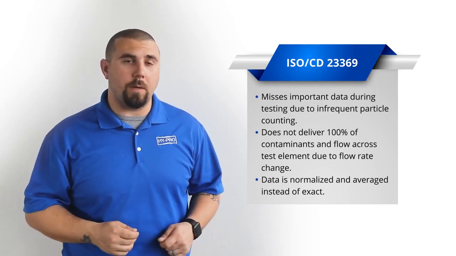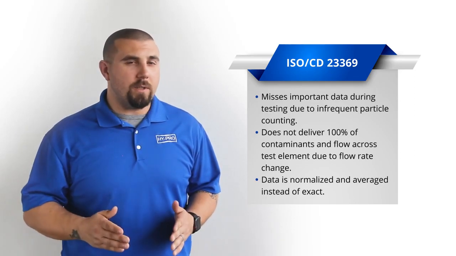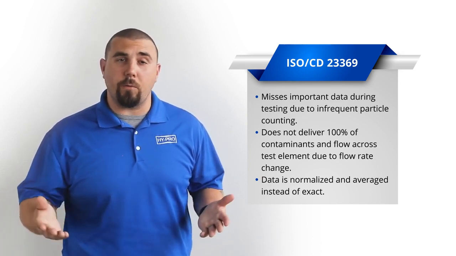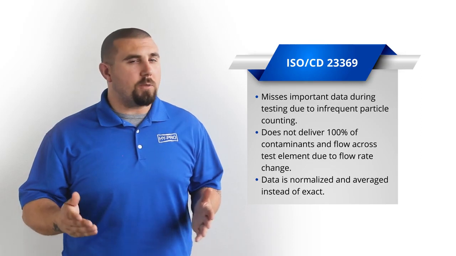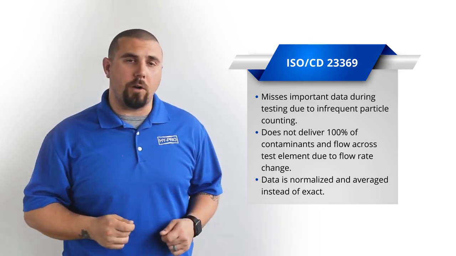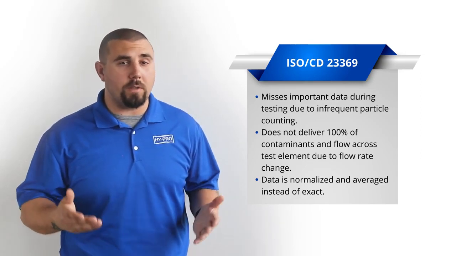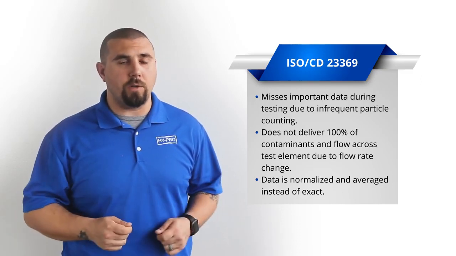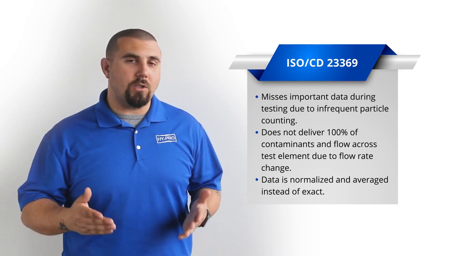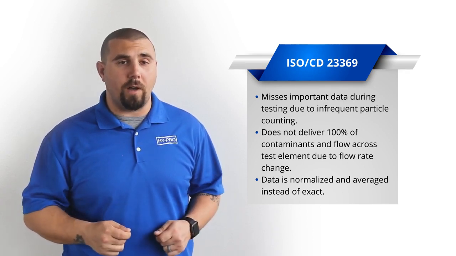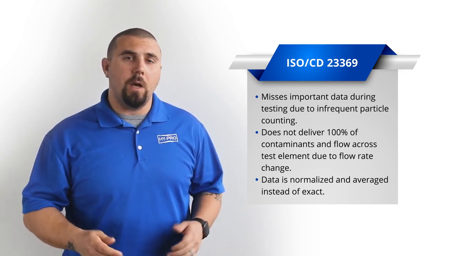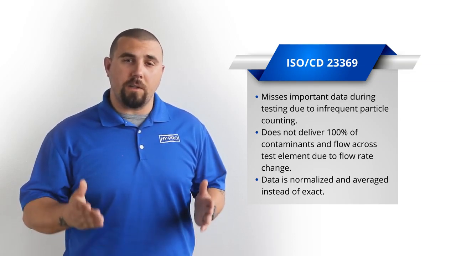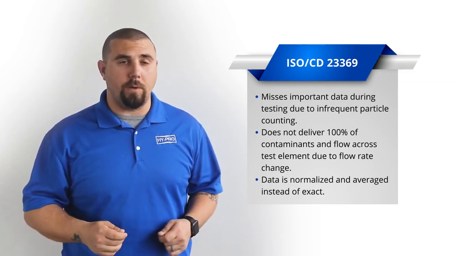Some other important things to know about ISO CD 23369 are, even though this test is one step closer to a real-world example of filter performance, it does miss important data during testing events, such as flow transition, due to infrequent particle counting. Unlike its predecessor, this test does not deliver 100% of contaminants and flow across the test element at all times due to the method in which the flow rate is changed. The flow rate for this test is changed by the opening and closing of a ball valve attached to a bypass line. When the flow rate drops to the test element, so does the number of contaminants, because the flow is diverted around the test element.